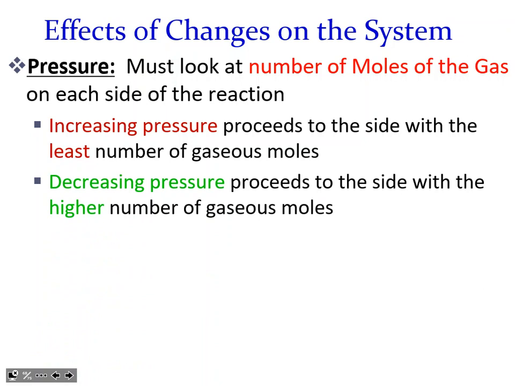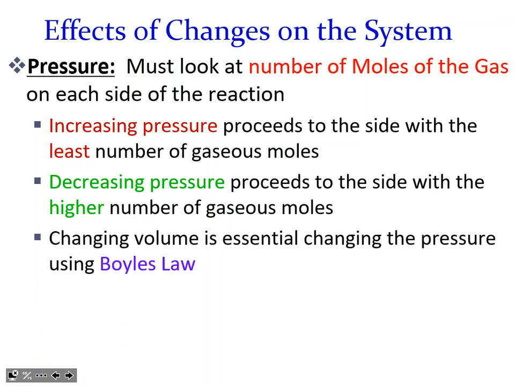Now, there's a couple added extra little tricks here for the pressure stuff. Changing the volume of the container will affect the pressure. We know this because of Boyle's law. So they can phrase a pressure question by saying they're going to increase or decrease the volume of the container. And if you remember that we have P1 V1 equals P2 V2, you can always figure out, is the pressure going to increase or decrease?